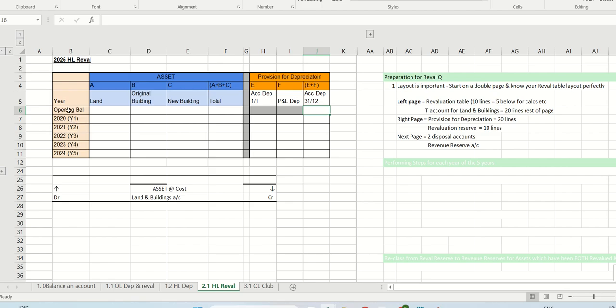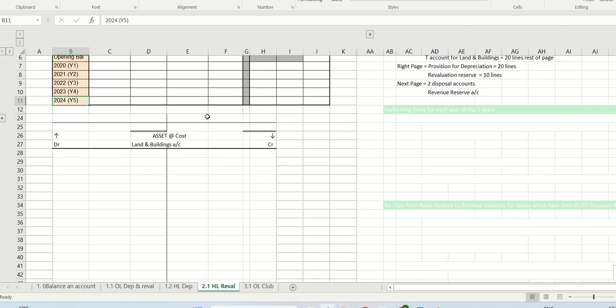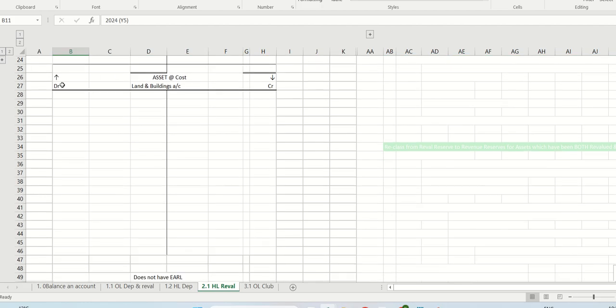When you're doing your table, put in a row for calculating the opening balance, and then put in 5 more rows for each of the years that we're going to perform. You're going to do that on the top left page of your double page. It's going to be your revaluation table. Then underneath that, you're going to have your land and buildings table. On the left-hand page, you need about 20 lines for it.